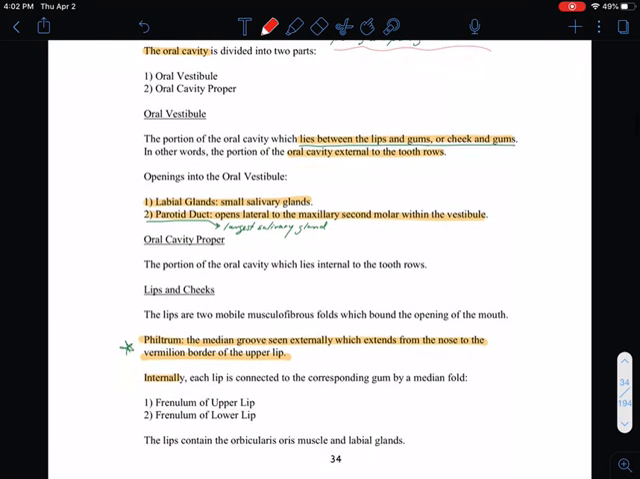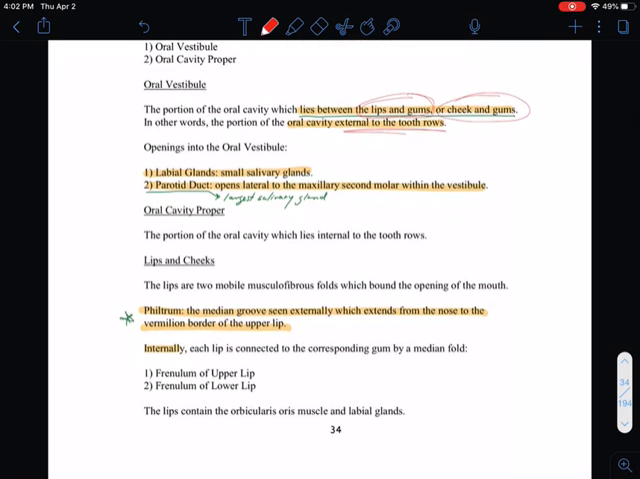Oral cavity is divided into 2 parts. We have an oral vestibule and oral cavity proper. The vestibule lies between the lips and gums, or cheek and gums. In other words, it's the portion of the oral cavity that's external to the tooth rows.